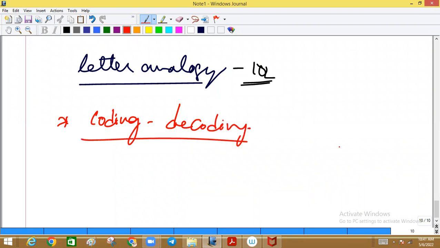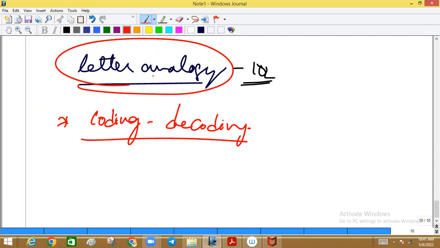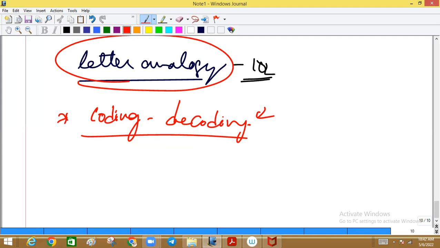If you are perfect with coding and decoding, I no need to explain letter analogy at all. But as it is mentioned in the syllabus, and he is asking a definite one question from the letter analogy, we have to solve. Otherwise, already I have done it in coding and decoding. For example, in coding and decoding, what are the different possible types of questions in the analogy? Let's check them first.